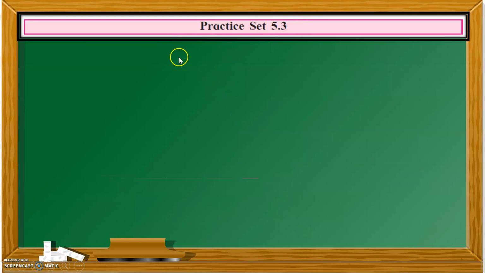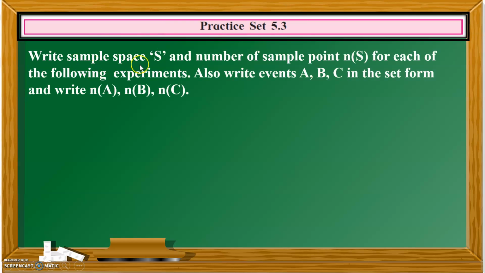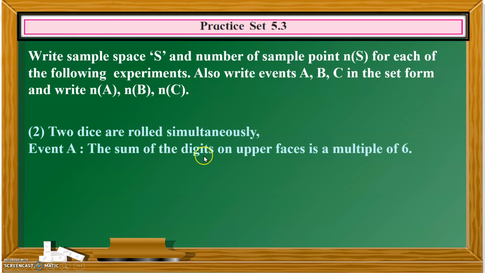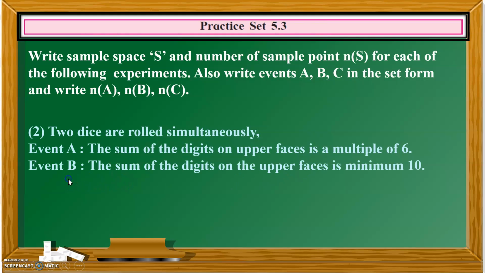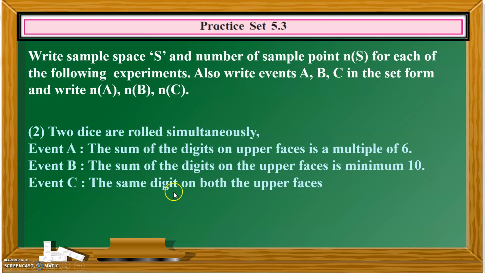Okay, let us take practice set 5.3. The question: write sample space S and number of sample points n of S for each of the following experiments. Also write events A, B, C in the set form. Write A, n of A, n of B and n of C. Now the question here: two dice are rolled simultaneously. Event A: sum of the digits on upper face is a multiple of 6. Event B: the sum of the digits on the upper face is minimum 10. And event C: the same digit on both the upper faces.